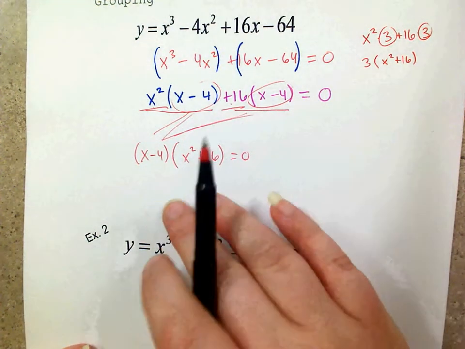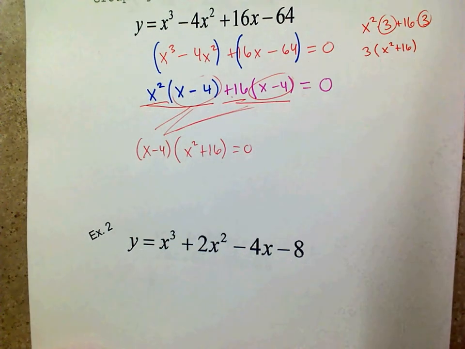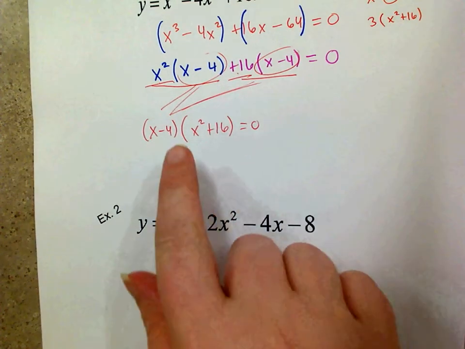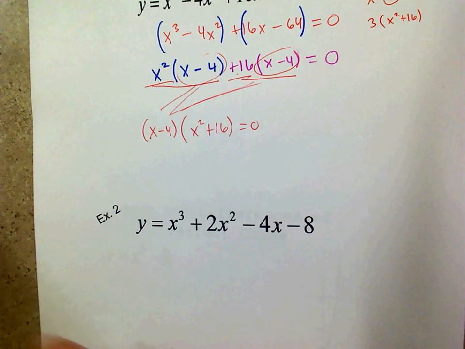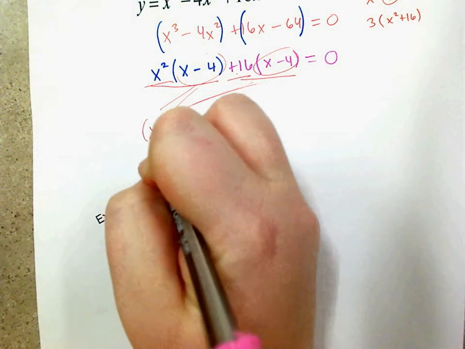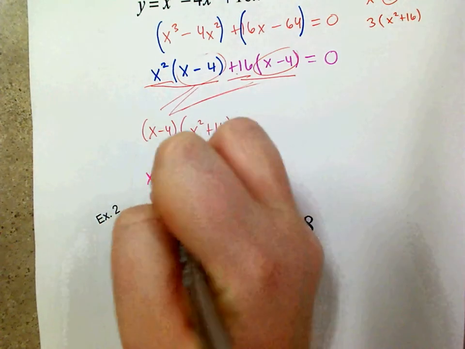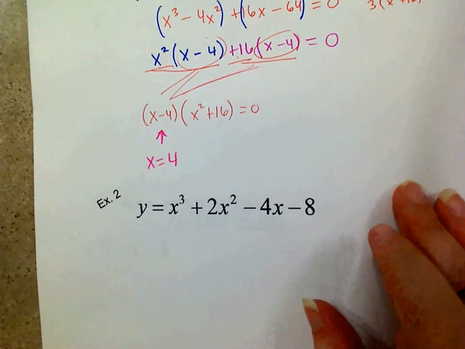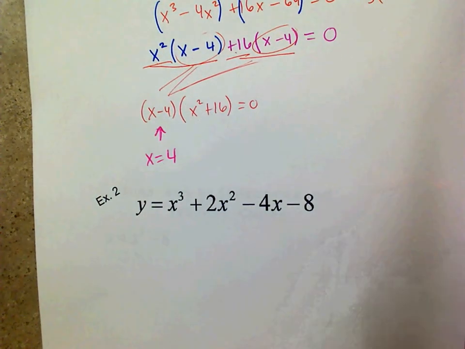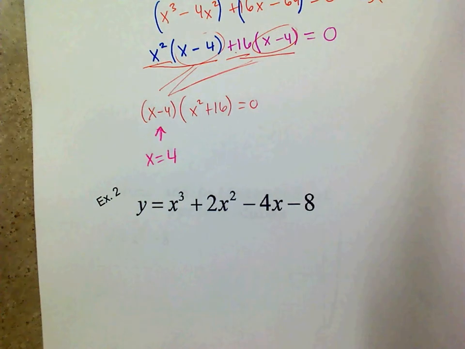But right here, can I solve? Can I solve for when this equals 0? When does x minus 4 equal 0? When x equals 4. So 4 is one of my solutions. I know that this function crosses the x-axis at 4. Now what about x squared plus 16?